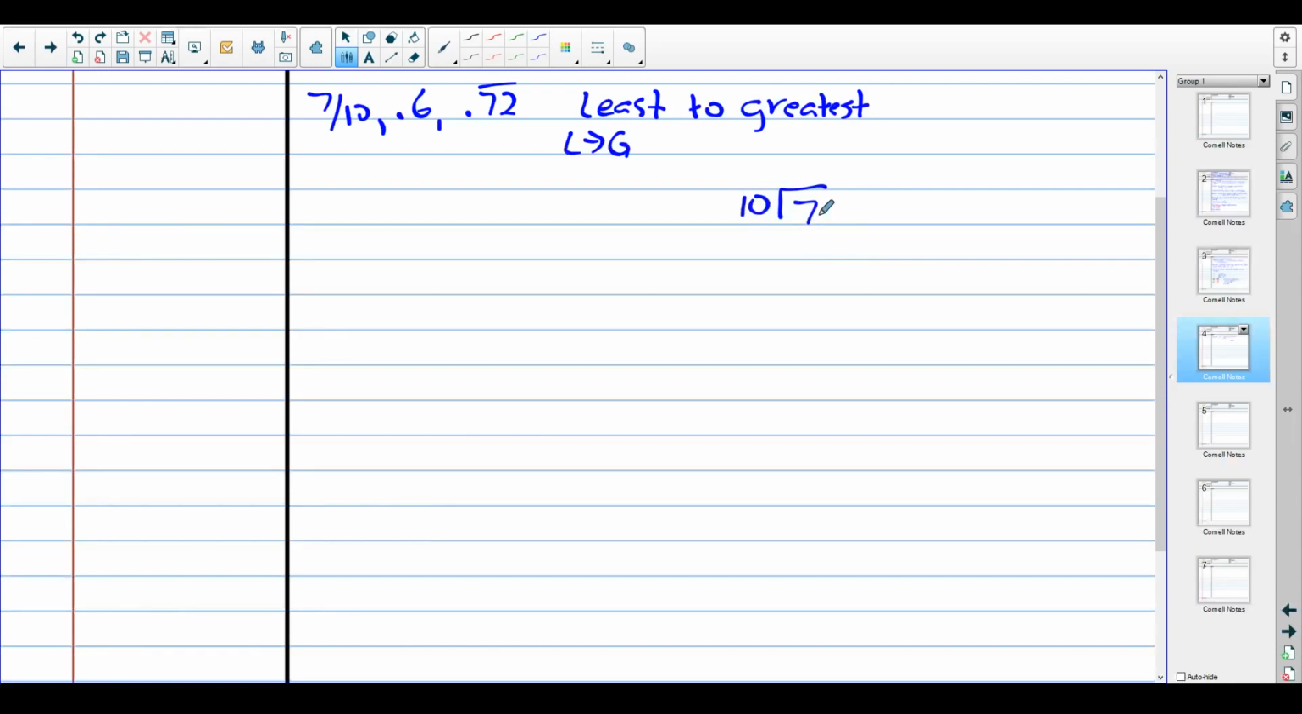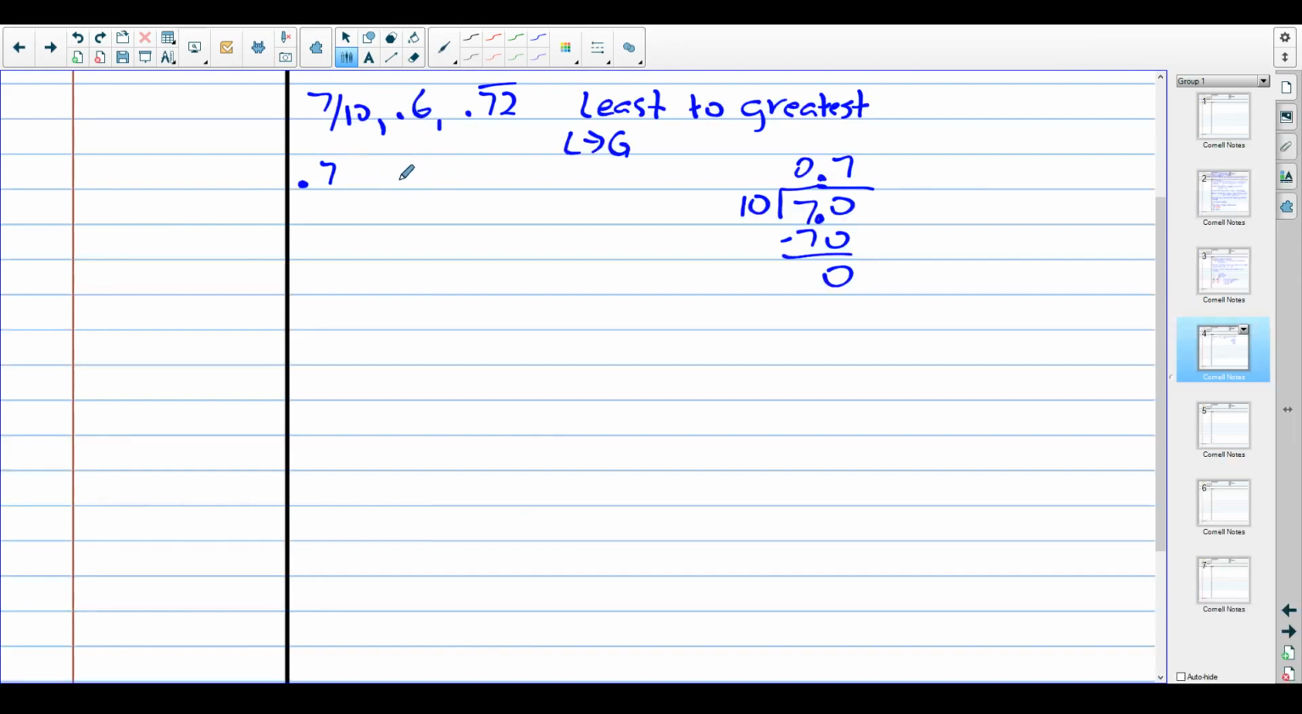10 cannot go into 7. It goes into it 0 times. So I'm going to add a decimal, and another 0. And I'm going to say 10 goes into 70 7 times. And that works out nicely for us. So 7/10 is 0.7. I'm going to leave it like that for now.